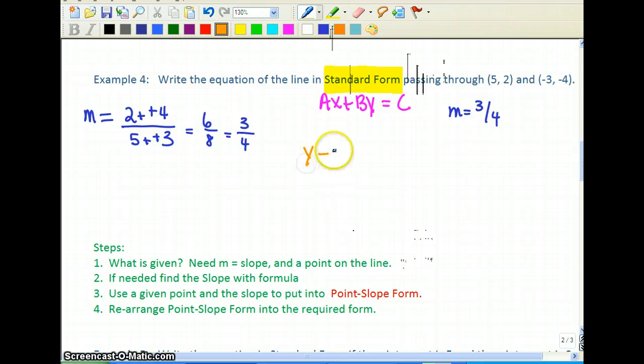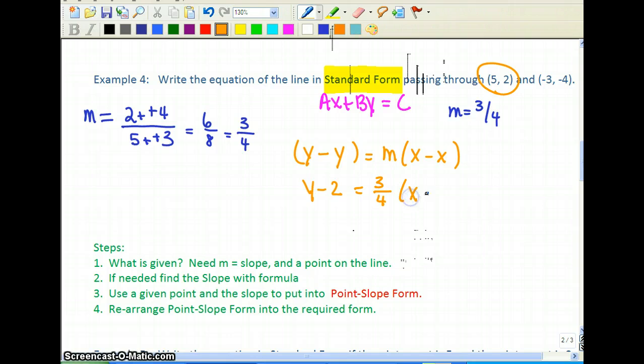So y minus y1 equals m times x minus x1. In this form, we need the slope, and we need 1 point. You can pick either one. Let's just pick 5, 2. So y minus 2 equals 3/4 times x minus 5.